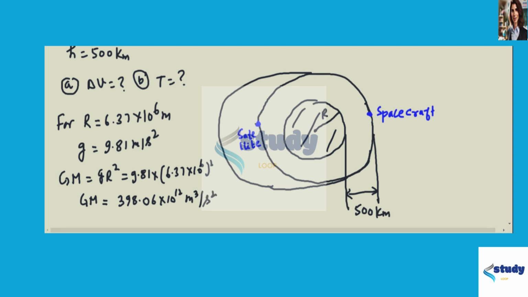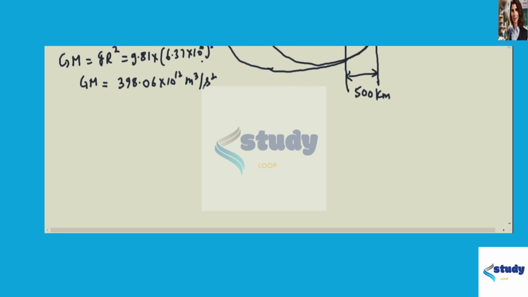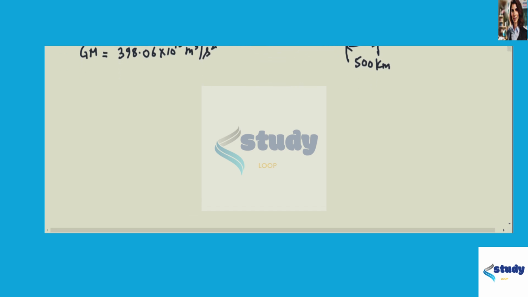For the circular orbit of the satellite, the radius of the orbit is r plus h, where r is the radius of the Earth, 6370, plus the altitude, that is 500 kilometers. So it will be 6870 kilometers or 6.870 into 10 to the power 6 meters.